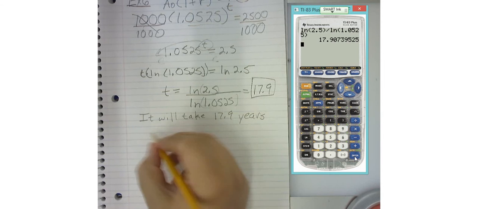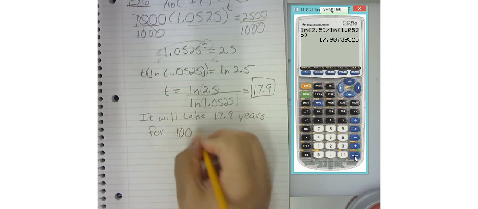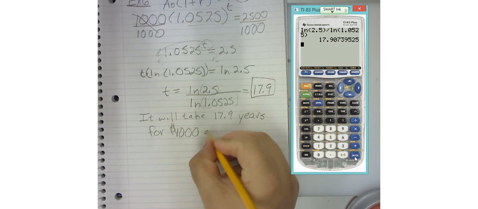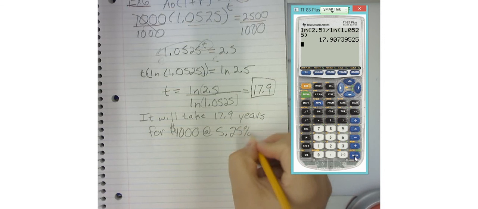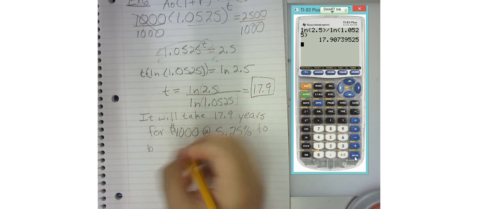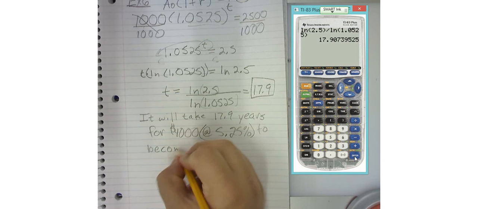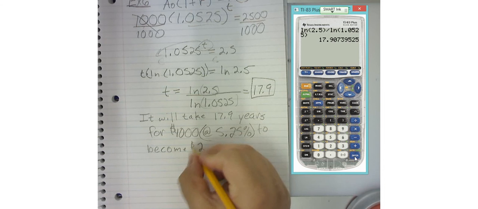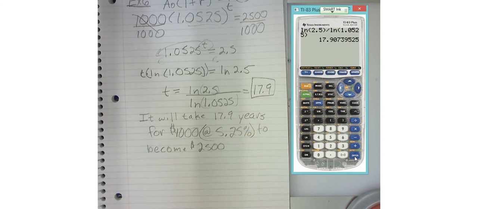for $1,000 at an interest rate of 5.25% to become $2,500. Any questions?